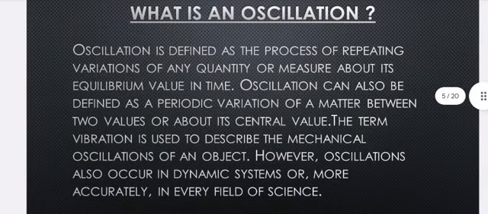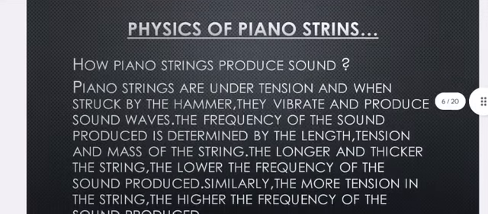What is an oscillation? Oscillation is defined as the process of repeating variations of any quantity or measure about its equilibrium value in time. Oscillation can also be defined as a periodic variation of a matter between two values or about its central value. The term vibration is used to describe the mechanical oscillations of an object. However, oscillations also occur in dynamic systems or, more accurately, in every field of science.